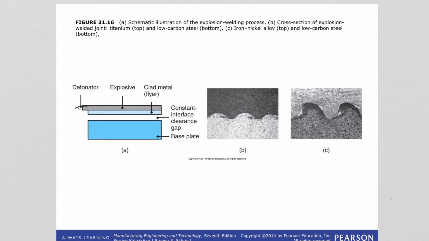The contact pressures developed are very high, as you can imagine, and the kinetic energy of the plate striking the mating component causes a wavy interface, as we are seeing in the images. This kind of interface strengthens the bond because it increases the contact area and tends to mechanically interlock the two surfaces.